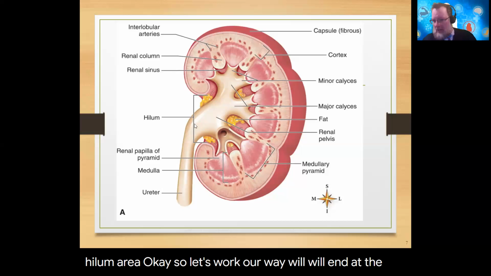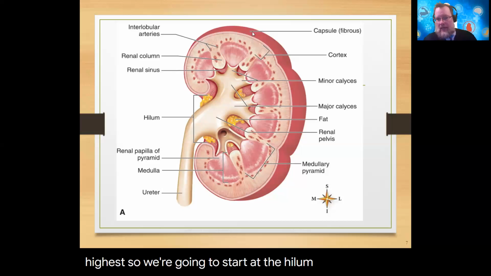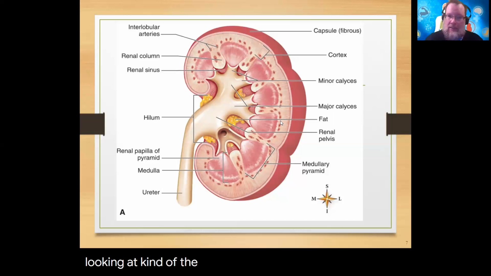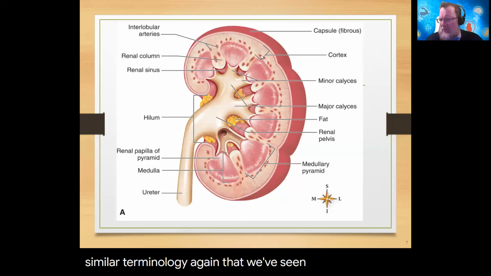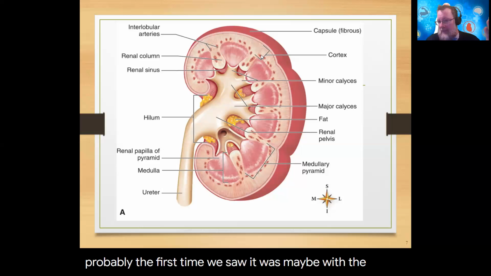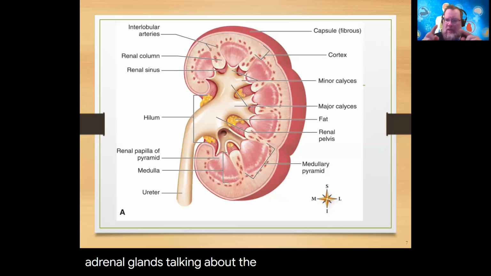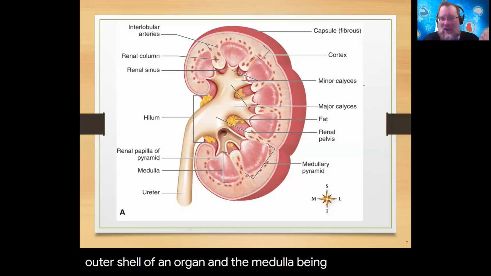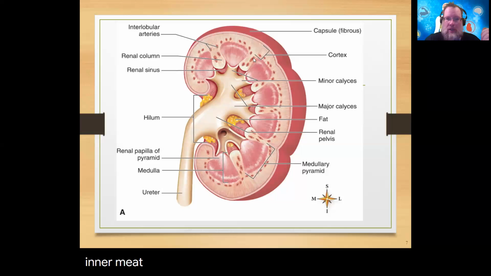So we're going to start at the hilum. We're going to end at the hilum. So our next stop is actually going to be looking at the layers of the kidney itself. And we see similar terminology again that we've seen before. Probably the first time we saw it was with the adrenal glands, talking about the cortex being that outer shell of an organ, and the medulla being more that inner meat portion of the organ.